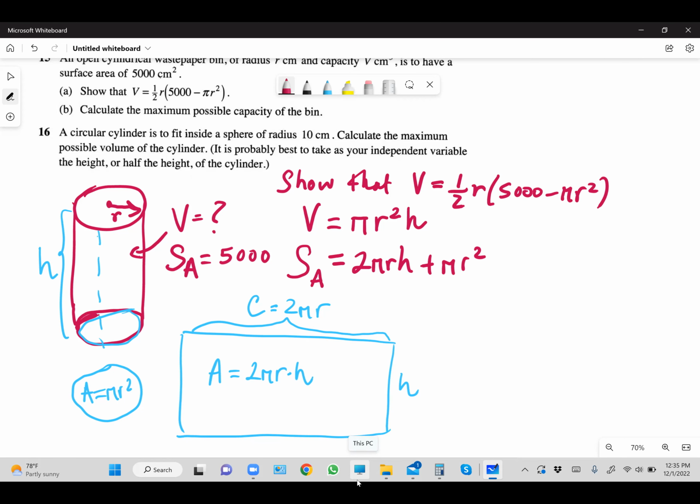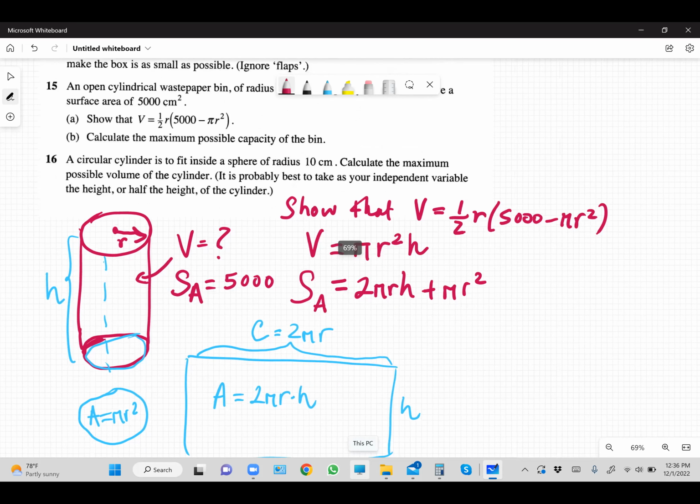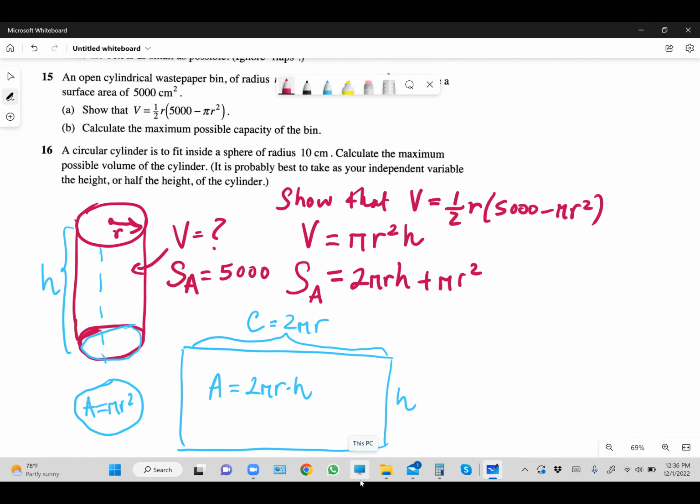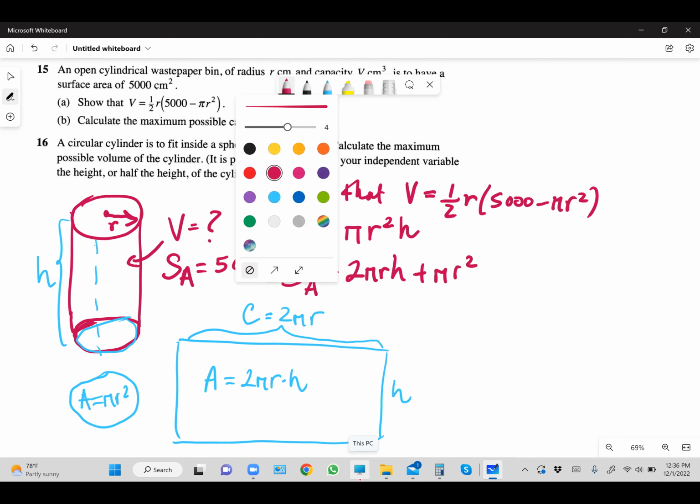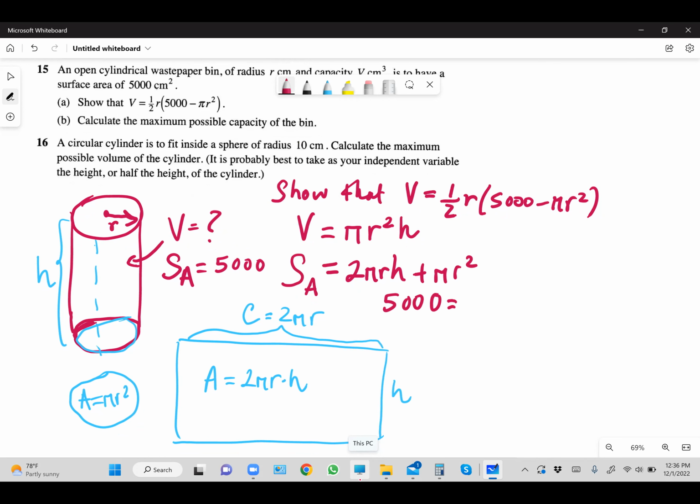So do you see it? The surface area equals 2 pi R H plus pi R squared. Agreed? Oh wait, I've pushed forward with the problem without even solving part A. Let's take a look at part A. Part A says, show that the volume is half R times 5,000 minus pi R squared. So our problem here is we have to replace the H with something. What is the surface area equal to? We can write 5,000 equals 2 pi R H plus pi R squared. Do you agree or disagree?